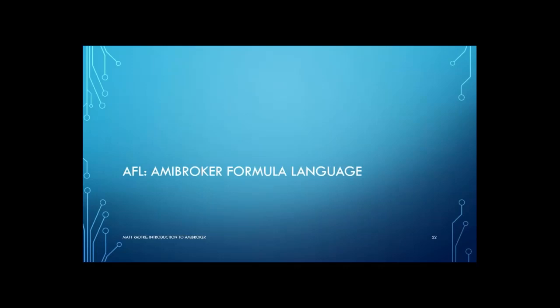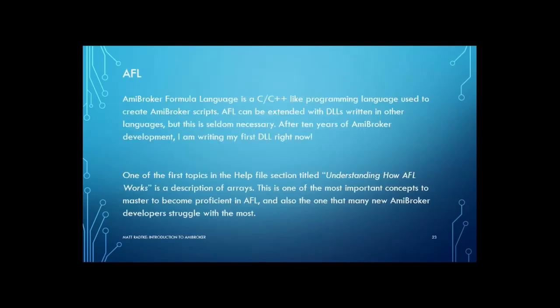All right, so let's talk a little bit about AFL. I know we're getting a little bit short on time here. We've been going for an hour or so, but just to give you a brief introduction into what AFL looks like. So AFL is AmiBroker Formula Language. It's a scripting language based on C and C++. And it's what we use to create AmiBroker scripts.